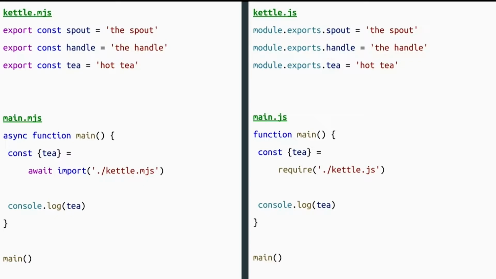In CJS, it requires just a function. I want to do it top level, I'll do it top level. I want to do it in a function, I'll do it in a function, all good. And all synchronous. And that's a big, big, big problem. We'll talk about that later.